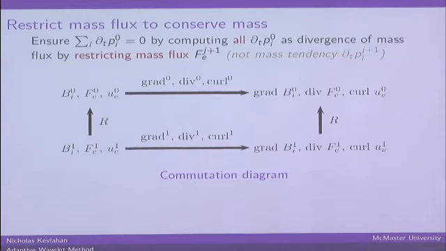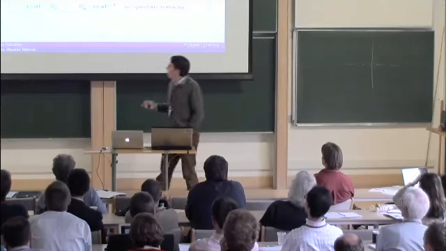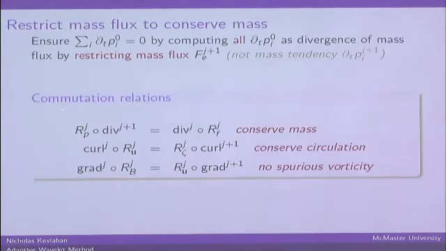And one of the key problems we had to solve was to find the correct restriction operators that preserve these discrete commutation properties. And here's just another way to look at it. Restriction of pressure commutes with divergence. Curl commutes with restriction of velocity, and so on for the Bernoulli function. And these are the physical properties that these relations ensure.